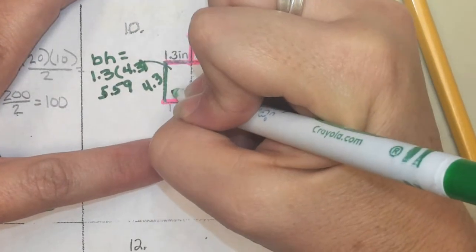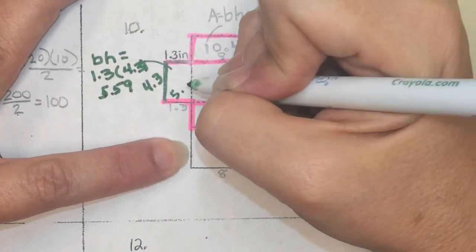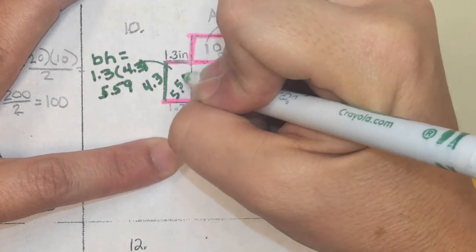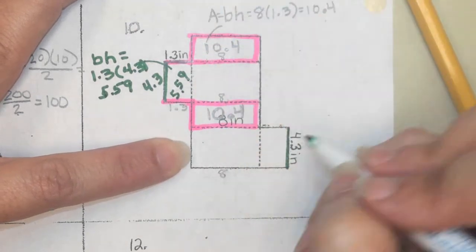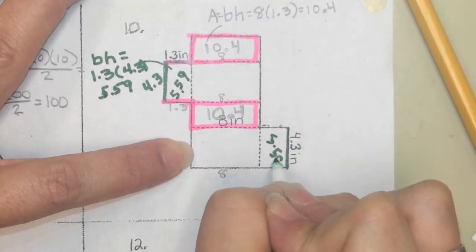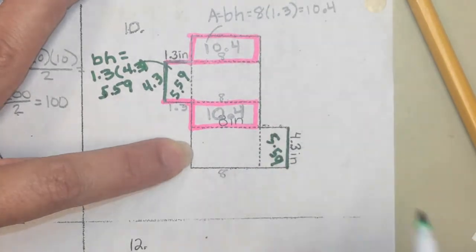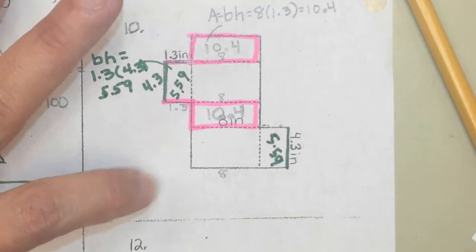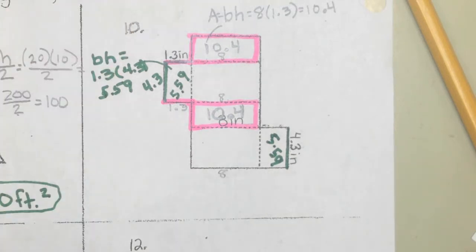Okay, so in here, question? No, you sure? And then this tab would be the same, 5.59. It's weird, you gotta be able to move the numbers.